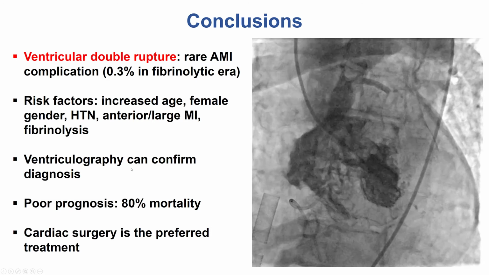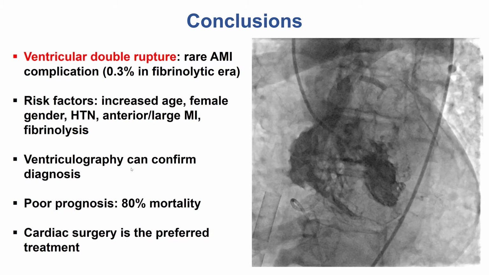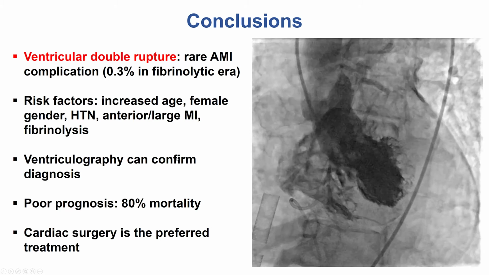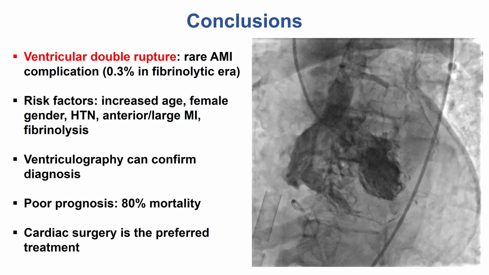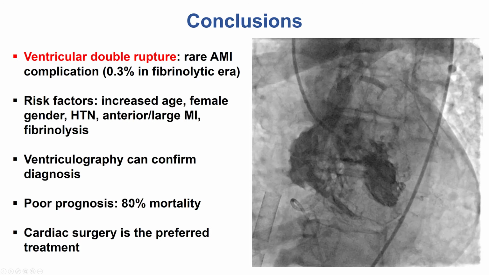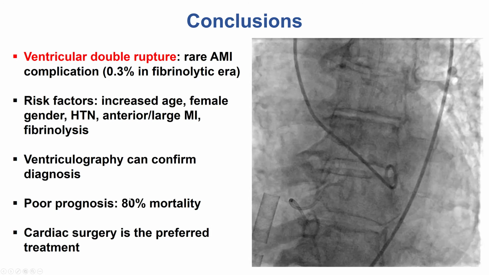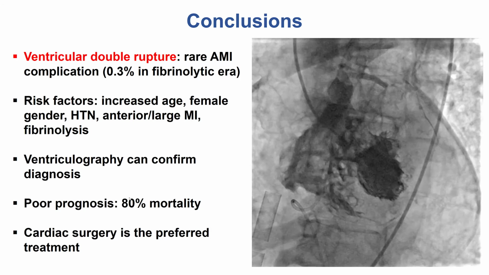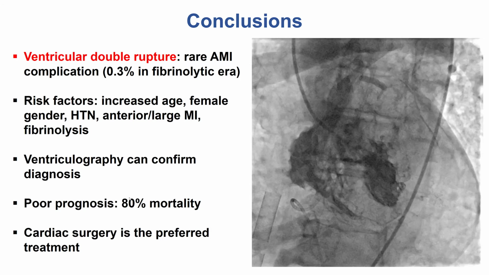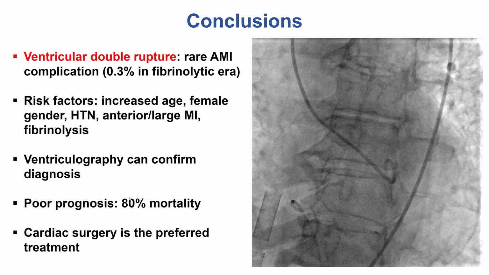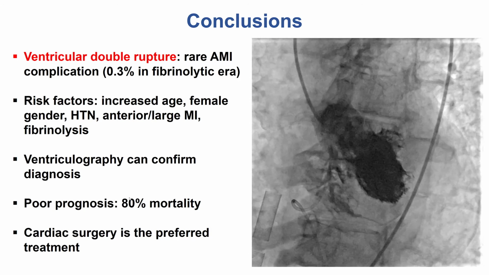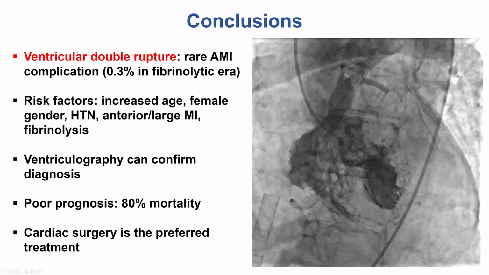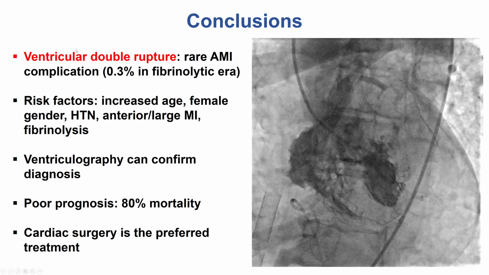The echocardiogram was actually not very useful for confirming the diagnosis here, which is often the case given the patient's PEA arrest and lack of normal circulation. And this situation does have high mortality given the large extent of myocardial infarction. The only hope for survival is for emergency cardiac surgery, but of course that requires that the patient remains a surgical candidate, which was not the case in our particular patient. So double ventricular rupture, rare complication of myocardial infarction, and is often lethal.